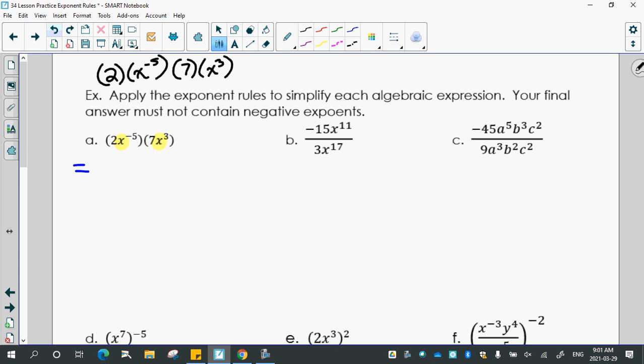So I can multiply the 2 and the 7 and get 14. And I can multiply x to the negative 5 by x cubed using an exponent rule, right? I'm multiplying powers of the same base. So I'm going to keep the base the same and add the exponents. Negative 5 plus 3. Negative 2. But my final answer is not allowed to have a negative exponent.